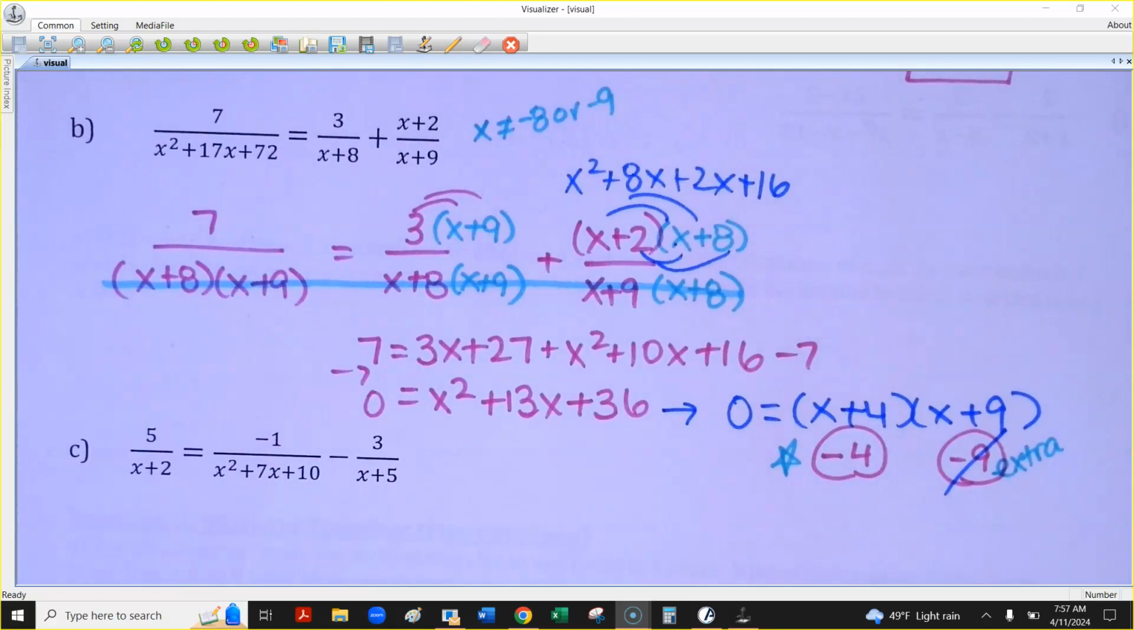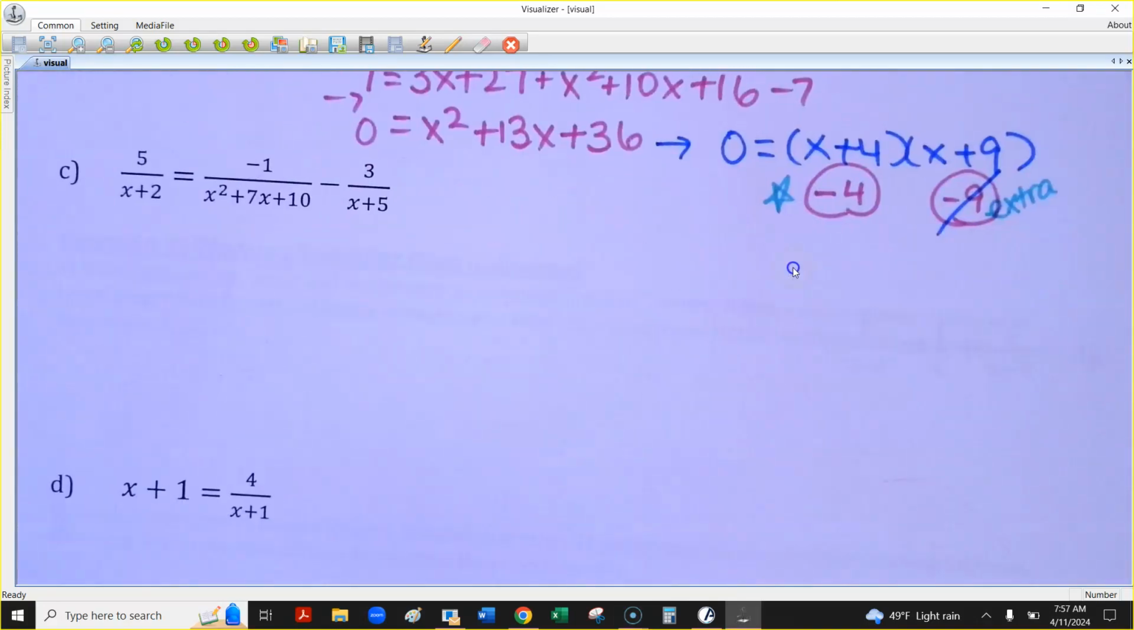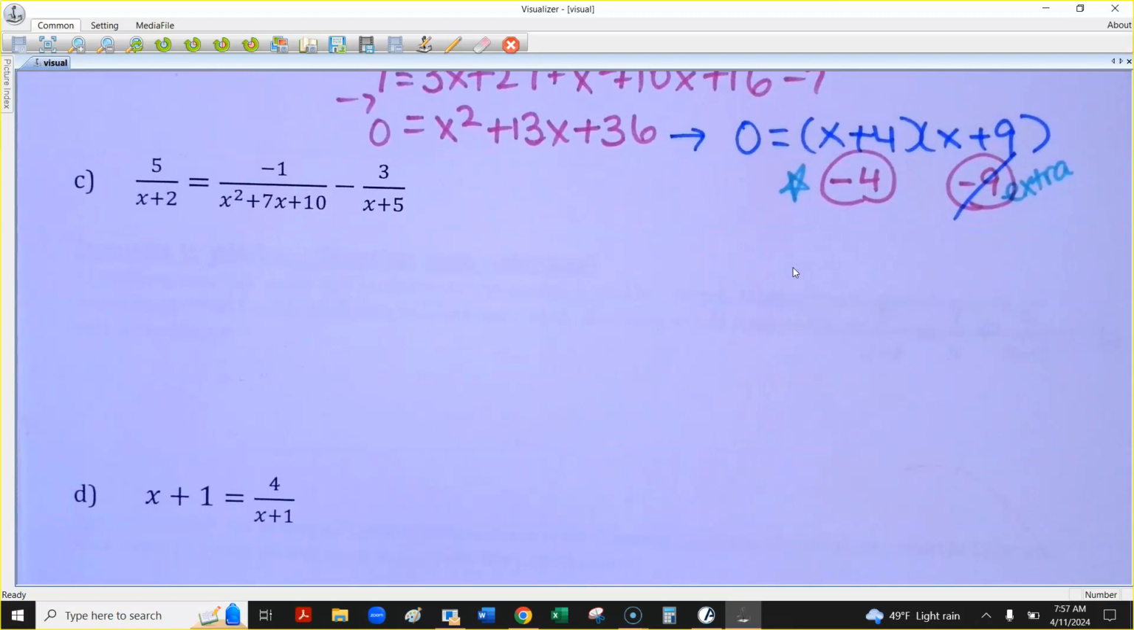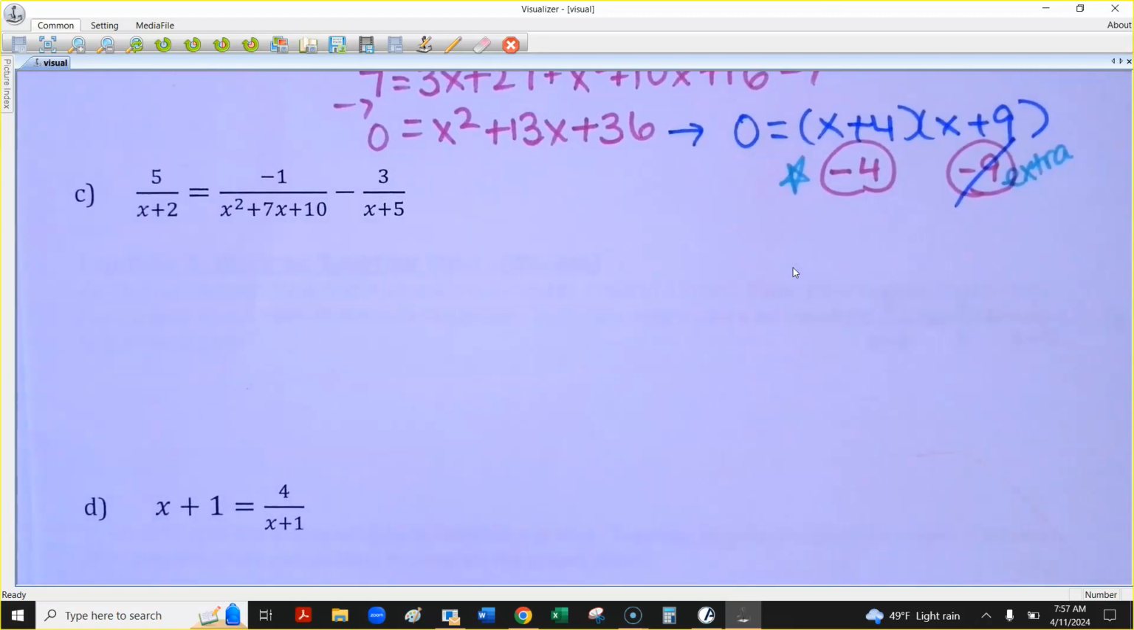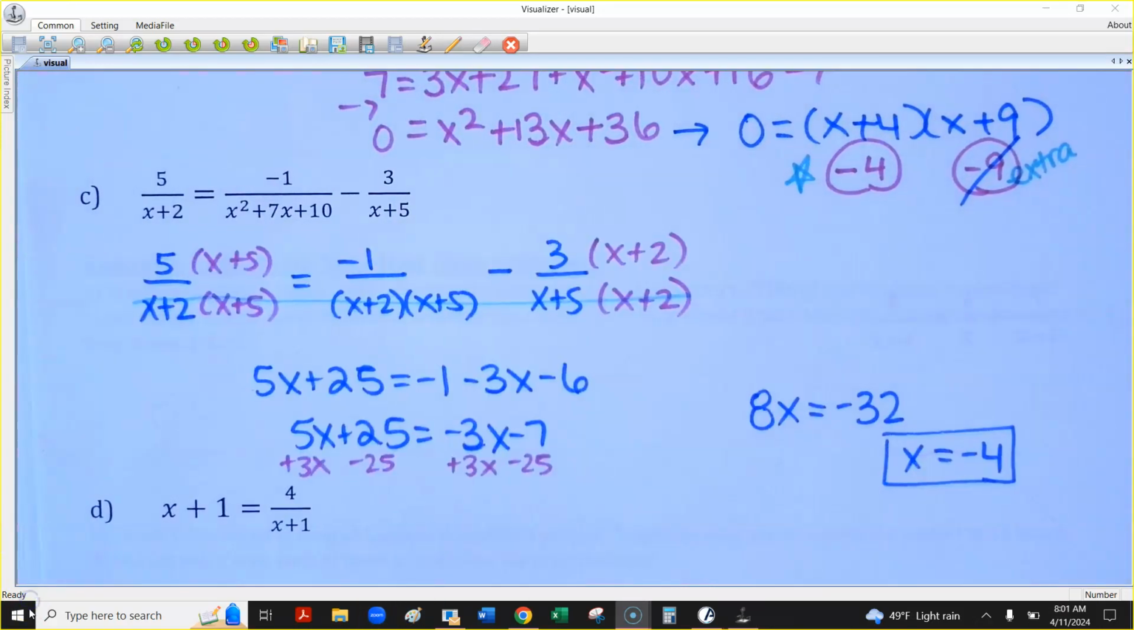Okay, I'm going to have you guys try C here. Just try C on your own. See if you can do it. It's pretty similar to the other two we just did. It's fine. She'll get -4.